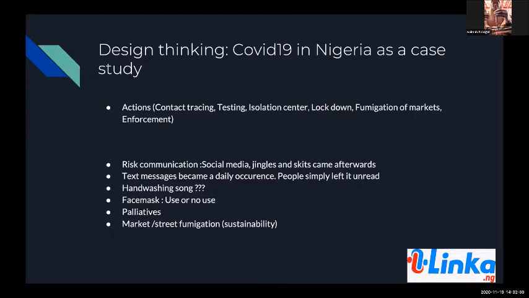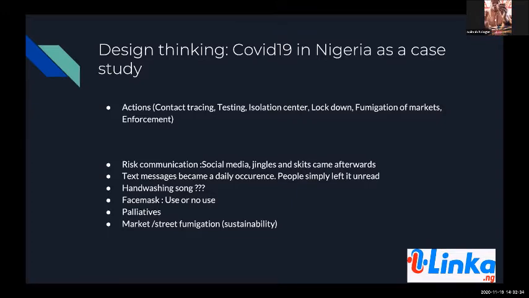So when they were going to start the intervention for COVID, what happened was mainly contact tracing, you had the testing, you had the creation of isolation centers, lockdown. The government, that's Ministry of Environment, were fumigating the marketplaces, and then there was enforcement on lockdown. Those were the first set of things that were done. What was the impact of this? Now, people were going to be in lockdown for 2 weeks or 3 weeks. It was extended. And we didn't think about risk communication.